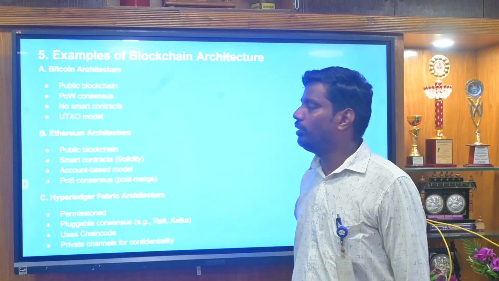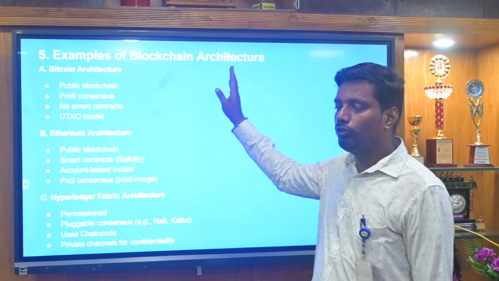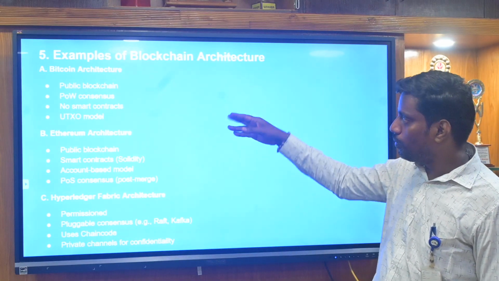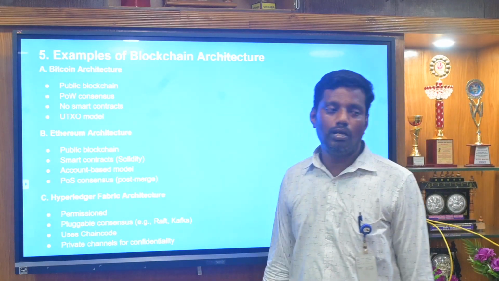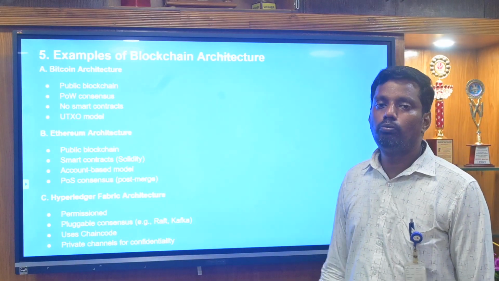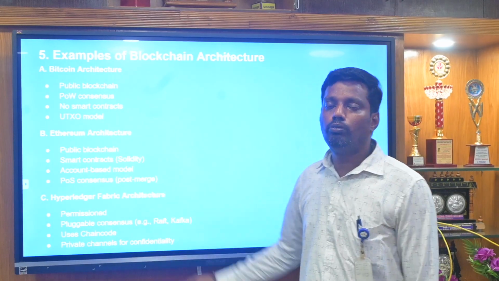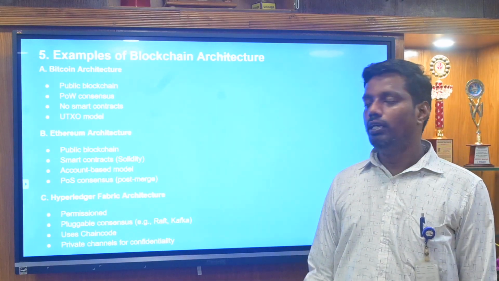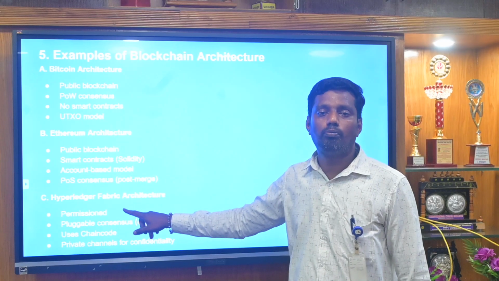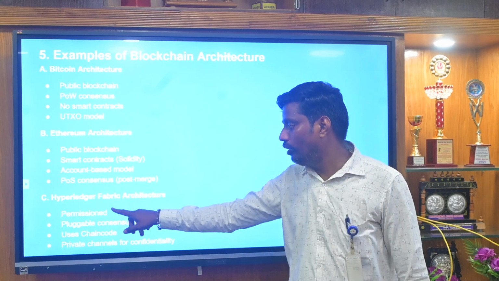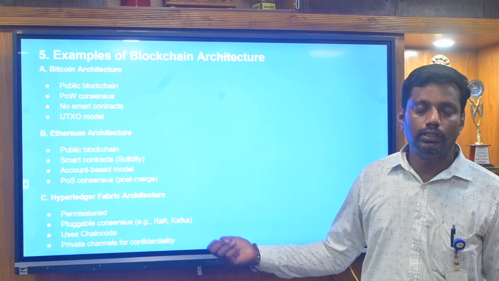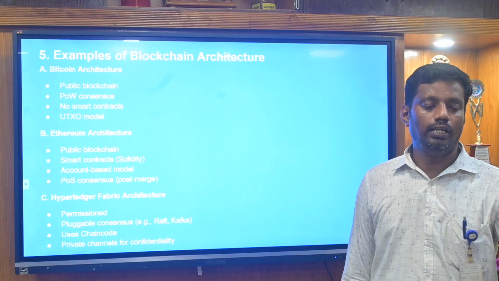Then we take an example for the blockchain architecture. We have the Bitcoin architecture: a public blockchain, proof of work consensus mechanism, no smart contracts, and the UTXO model is applied in the case of Bitcoin. When you take the Ethereum architecture, we have a public blockchain with smart contracts and account-based models, and the next one is POS, proof of stake consensus, which is called post-merge. And the next one is the Hyperledger Fabric architecture, which is permissioned, that is, only authorized corporates as well as private organizations are going to have this kind of Hyperledger architecture. It has pluggable consensus, and it uses chaincodes and also private channels for confidentiality. This is the architecture.